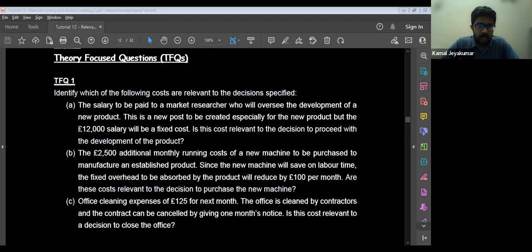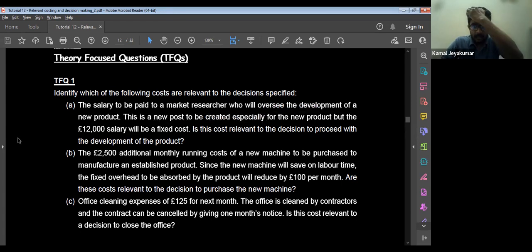Okay, this £12,000 is not relevant. Now, yesterday we discussed that all variable costs are relevant costs and some fixed costs are relevant costs. Not all fixed costs, some fixed costs are relevant. Now, even though this £12,000 salary is going to be a fixed cost, they have mentioned here this new post is to be created especially for this new product development.